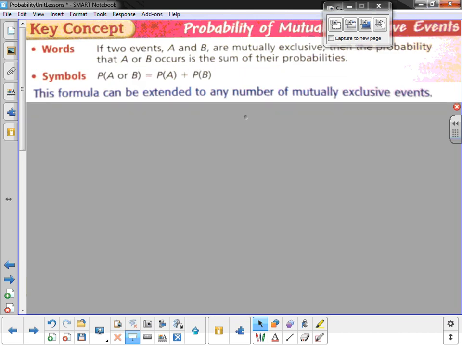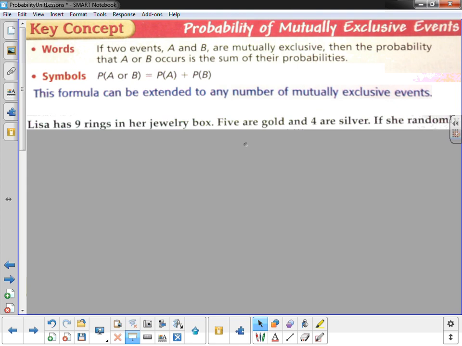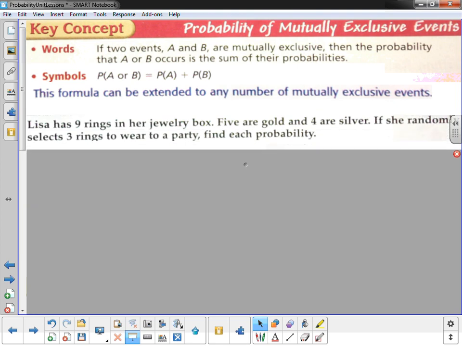So let's start first with if the two things are mutually exclusive events. If two events A and B are mutually exclusive, then the probability that A or B occurs is the sum of their probabilities. So if I want the probability of A or B, then it's just the probability of the A event added to the probability of the B event, and we have it. This formula can be extended to however many events you have.